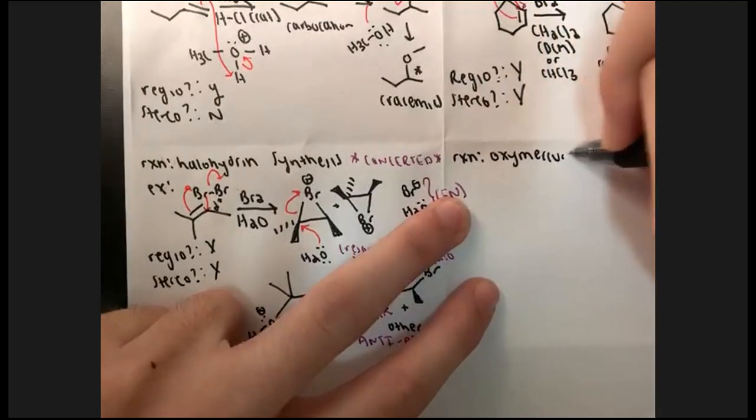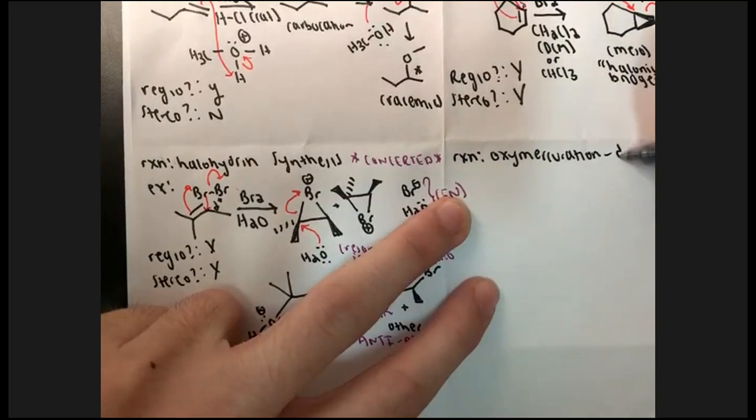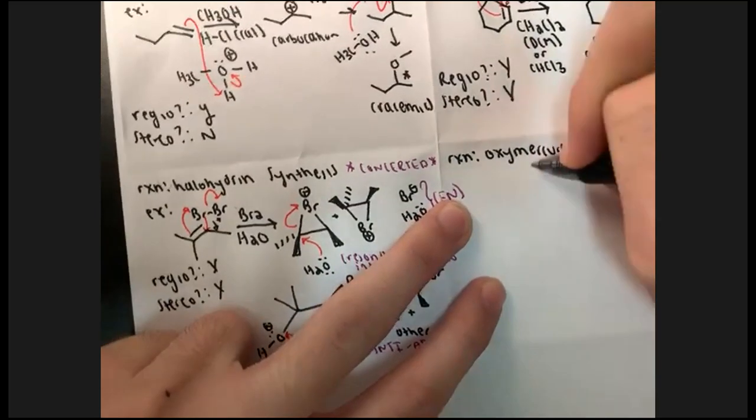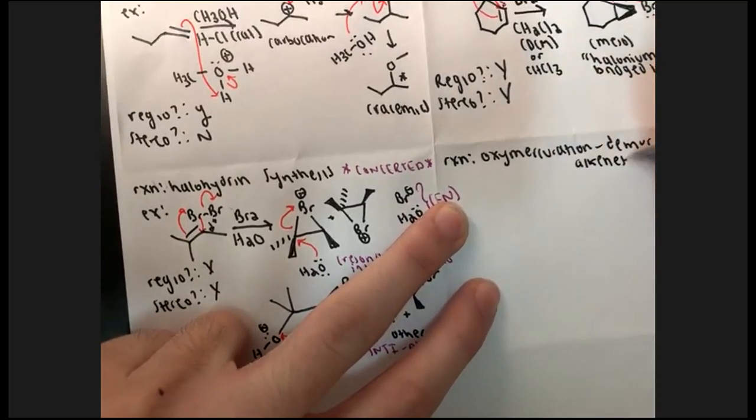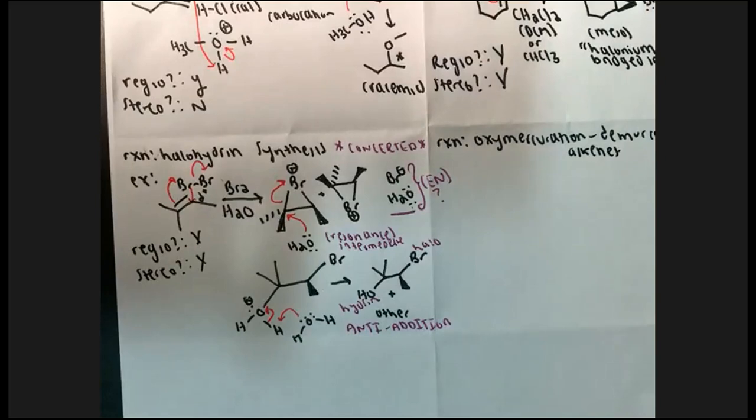So now we're going to move on. We're almost done with chapter 6, if you guys can believe it. So we have oxymercuration-demercuration now. Oxymercuration-demercuration. And there is a version for alkyne. So let's say of alkenes, okay, of alkenes. Okay. So there are 2 steps here.